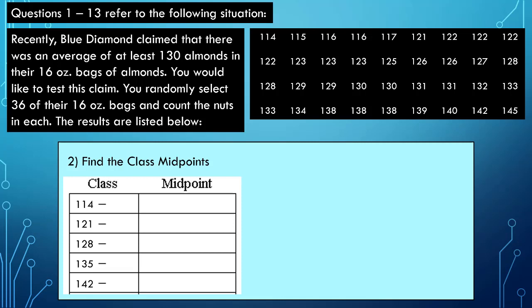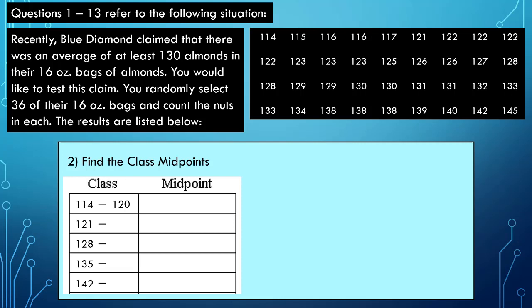So those are the numbers that begin each class. How do we know what the ending numbers are? Well, the first class starts at 114 and it goes to a number. The second class starts at 121 and it goes to a number. So that must mean that the first class finished right before the second class begins. So the first class ends at 120, right before 121.